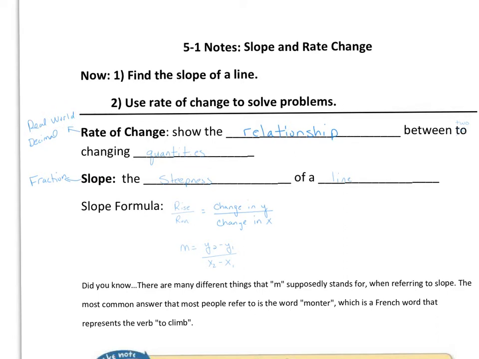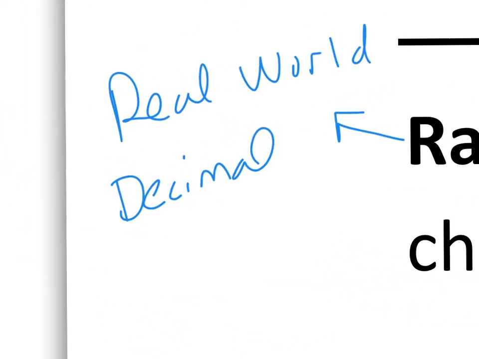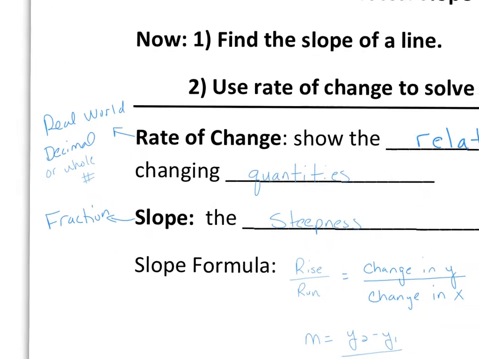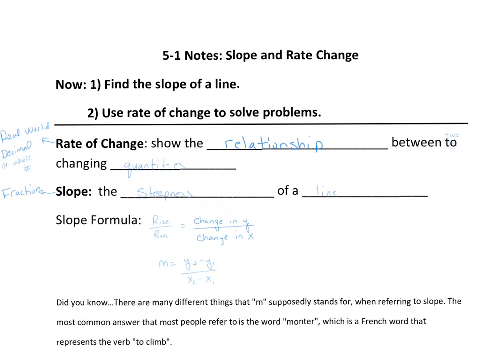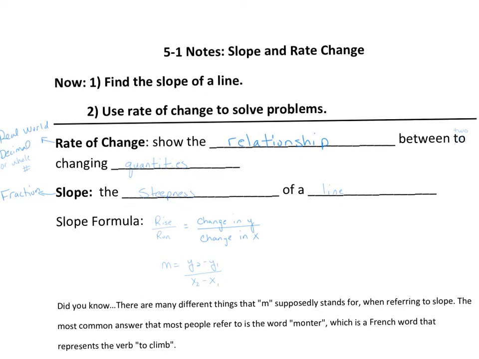And so when we deal with the real world, a lot of times we're going to put it in decimal. And really, I should have also probably went ahead and put decimal or whole number down here. So it'll usually be decimal form or whole number, just depending on the problem. All right, but it is slope, just more in real world context. Okay, so rate of change shows the relationship between two, and that's TWO, that was a typo right there, between two changing quantities. Okay, and we'll look at an example here in just a second.